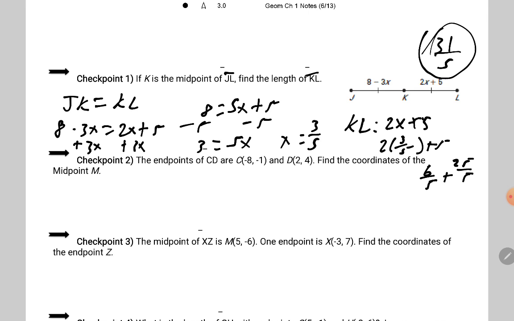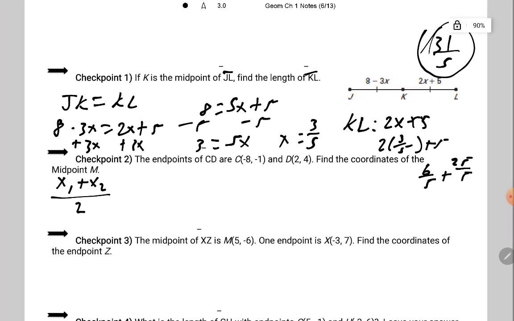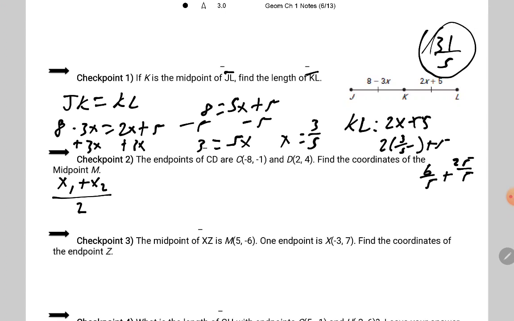Okay, checkpoint 2. So the endpoints of CD are -8, -1, and 2, 4. Find the coordinates of the midpoint. So our midpoint formula, again, so if I was just looking for the x-coordinate, I would add my x-coordinates together and divide by 2. And that would give me the x-coordinate of my midpoint. So let's go find that really quick.